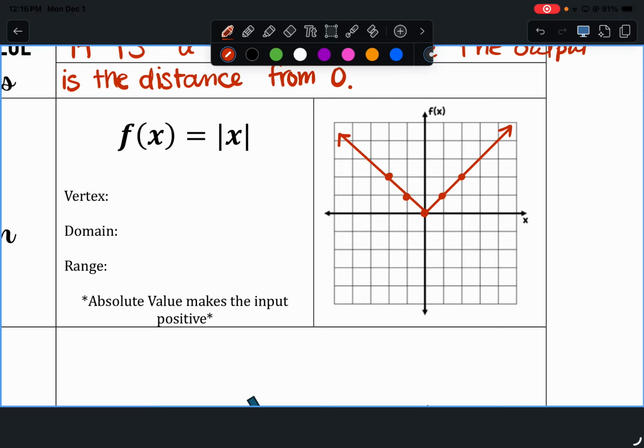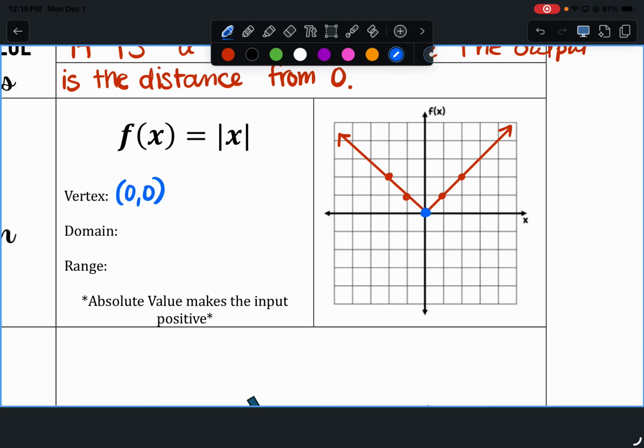Okay, so what is this point of the graph? Does anybody know? It is the origin, but I'm talking the what? The vertex. Okay, so the vertex is where those lines connect, right? And so what are the coordinates of the vertex here? 0, 0. So in the parent function, in the simplest form, the vertex is at 0, 0, right?